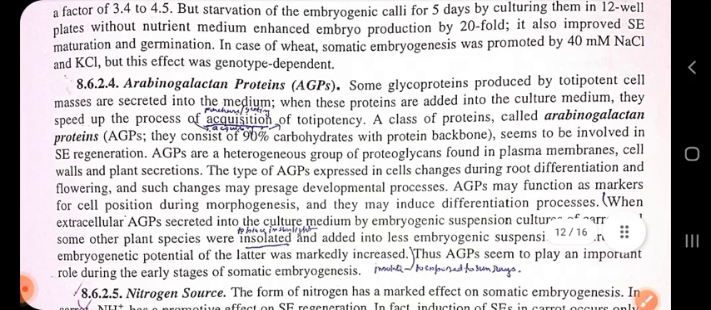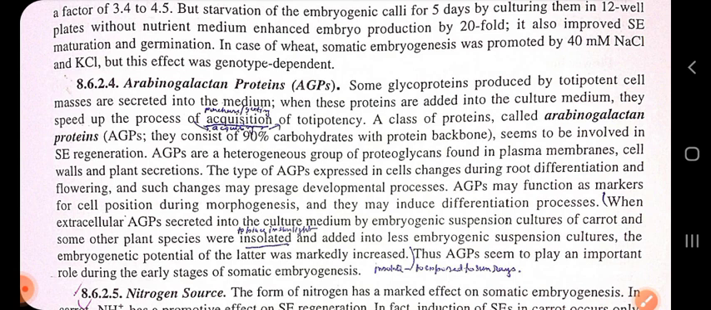The next factor that widely affects somatic embryo formation is arabinogalactan proteins. What are arabinogalactan proteins? As the name suggests, galactan, so it must be a glycoprotein, meaning carbohydrate with protein. Some glycoproteins produced by the totipotent cell mass are secreted into the medium, and when these proteins are added to the culture medium, they speed up the process of acquisition of totipotency. Acquisition means acquiring totipotency. That means they will form a whole plant.